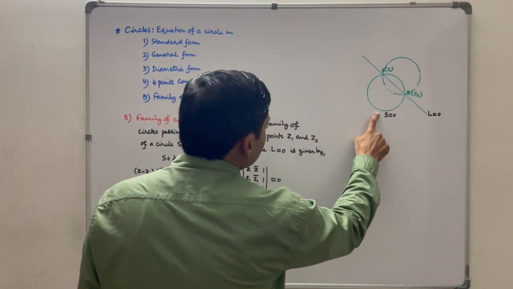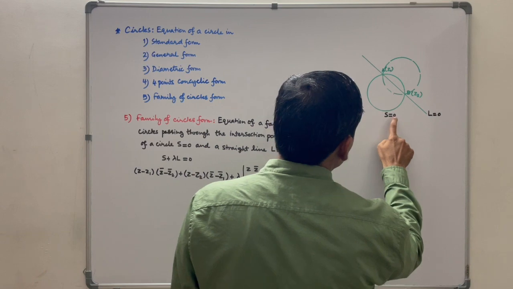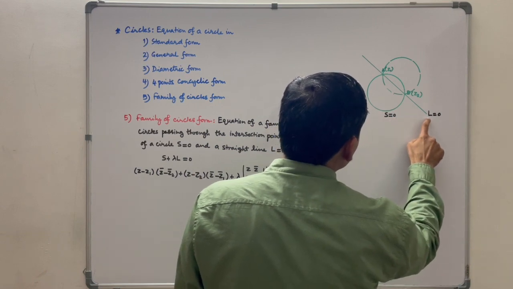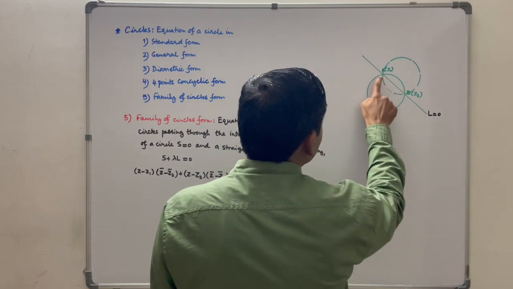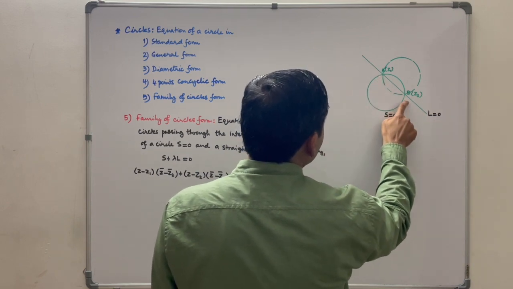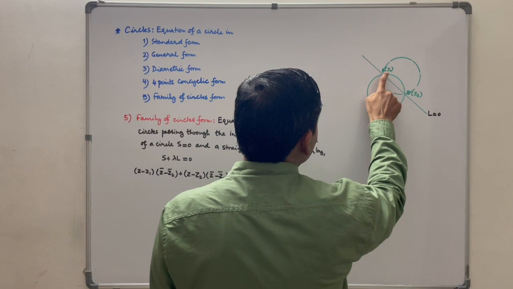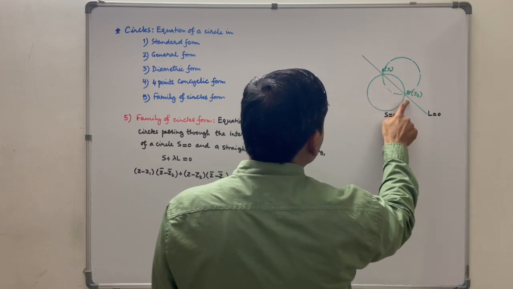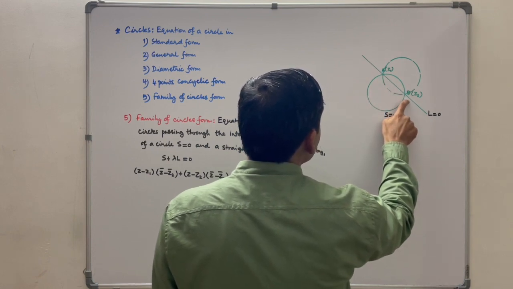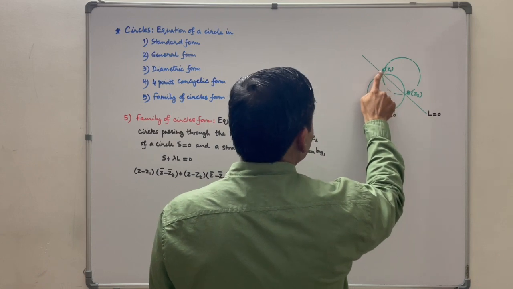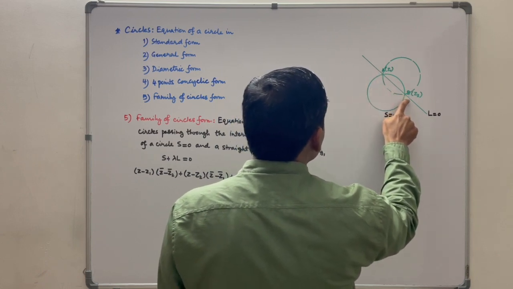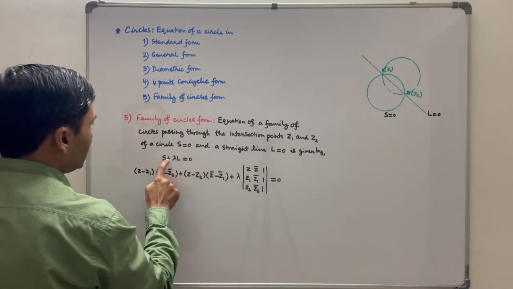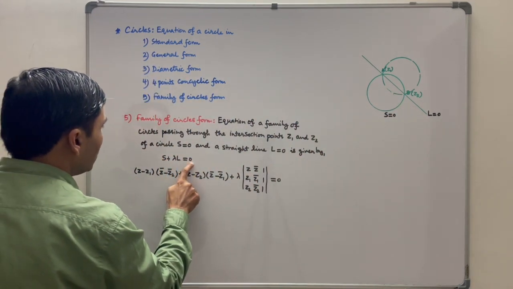Last one is the family of circles form. Suppose there is a circle given by the equation S is equal to 0 and there is a straight line given by the equation L is equal to 0. Their intersection points are A and B, given by complex numbers z1 and z2. Then there will be infinite circles which will pass through points A and B, and they are called a family of circles. Their equation is given by S plus lambda L is equal to 0.